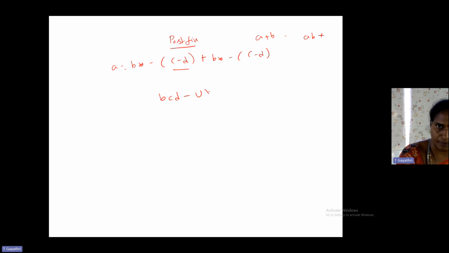The third one is the postfix notation. Our example is B into C minus D plus B into C minus D. What is the meaning of postfix? For example, A plus B becomes AB plus. Here, first CD minus, next B into. Same again, CD minus and multiplication. After that, we perform the addition. Now we assign with the equal. That is the output, the third representation.